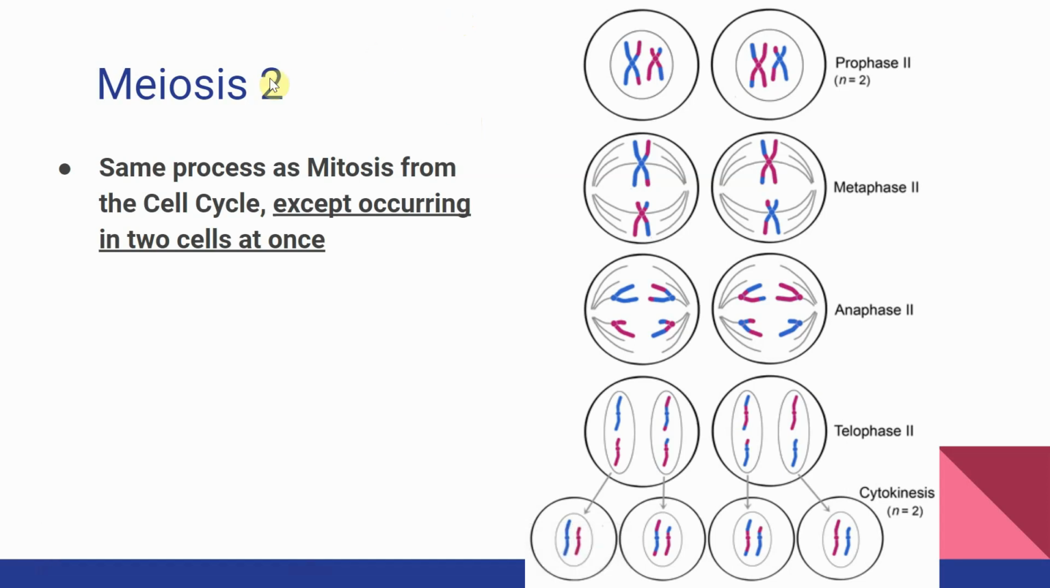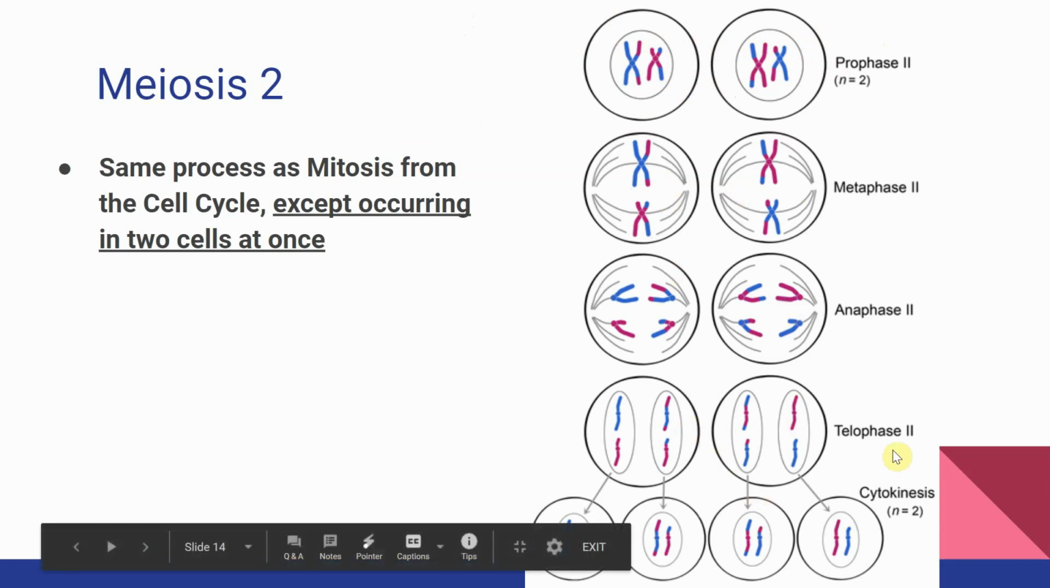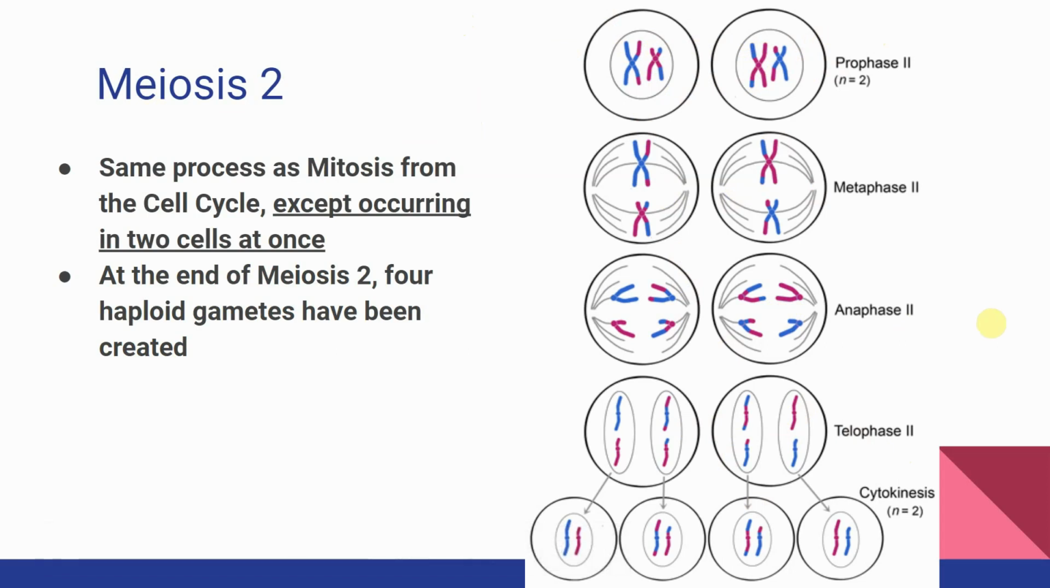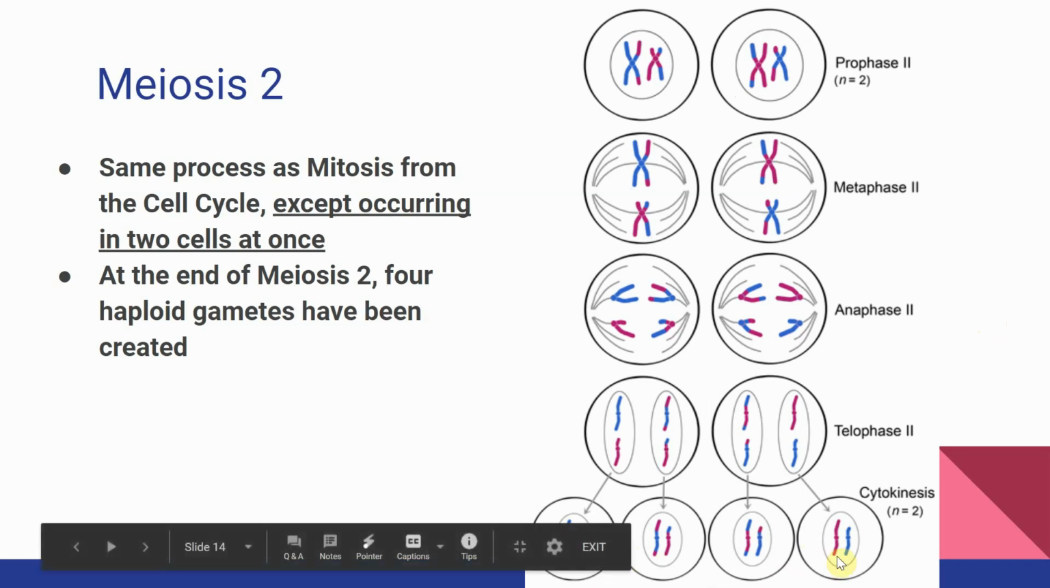The difference, though, in Meiosis II is that we need to keep in mind this is happening in two cells at once. At the end of Meiosis I, we ended up with these two diploid daughter cells. But we need to make sure that these two daughter cells get properly split up. By the end of Meiosis II, the final product that we're working with is 4 haploid gametes that have been created. So by the end of Meiosis II, we have these 4 cells down here, and these are our gametes.